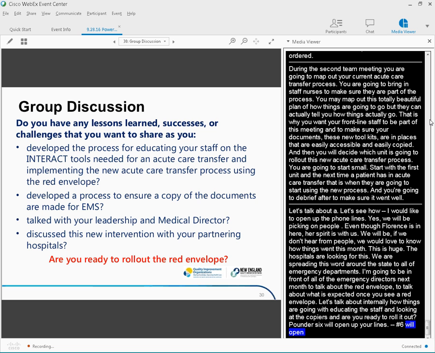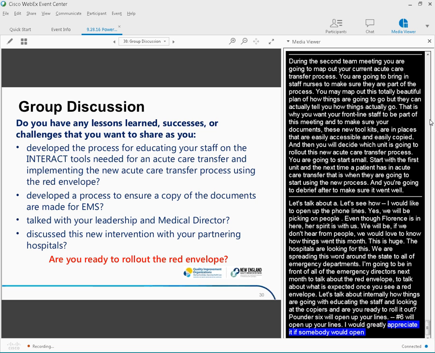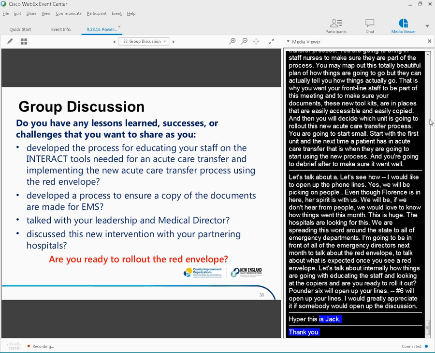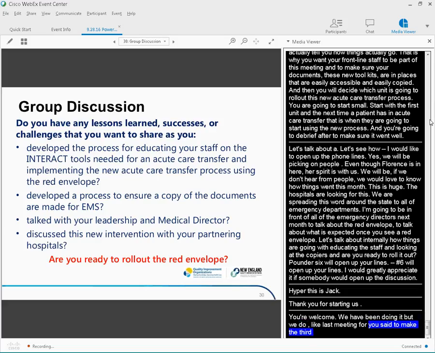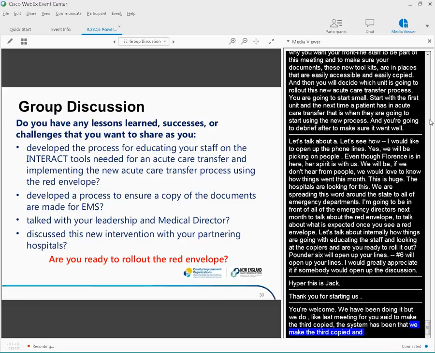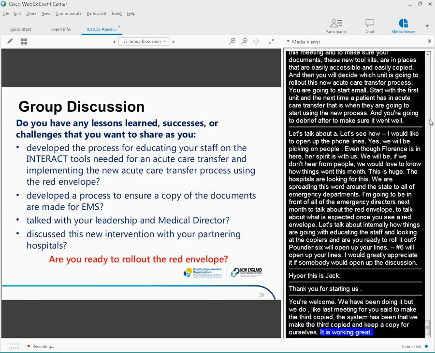Oh, you're welcome. We've been doing it, like last meeting where we said to make the third copy, the system has been that we make the third copy and keep the copy for ourselves. I don't want to change it because it's working great. The red envelope copier is right there at the nurse supervisor's office. So everything's been working smoothly.